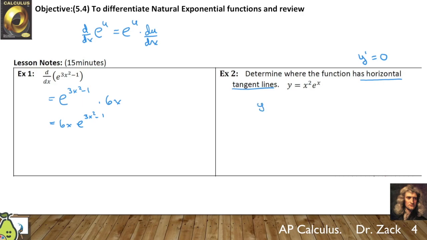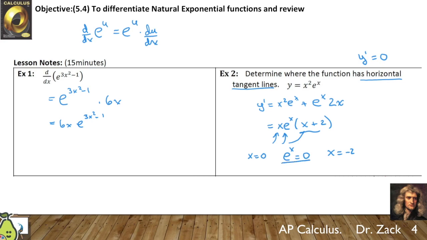Product rule. So we have y prime equals first times the derivative of the second plus our second times the derivative of the first. All right, since I want to set this equal to 0, I think factoring might be a great idea. I'm going to factor out x and e to the x and be left with x plus 2. Now, as I'm looking at this problem, I see 3 factors, 1, 2, 3. So I know x equals 0 is where a horizontal tangent line occurs, where e to the x equals 0 could be a horizontal tangent line, and where x equals negative 2, I have a horizontal tangent line.